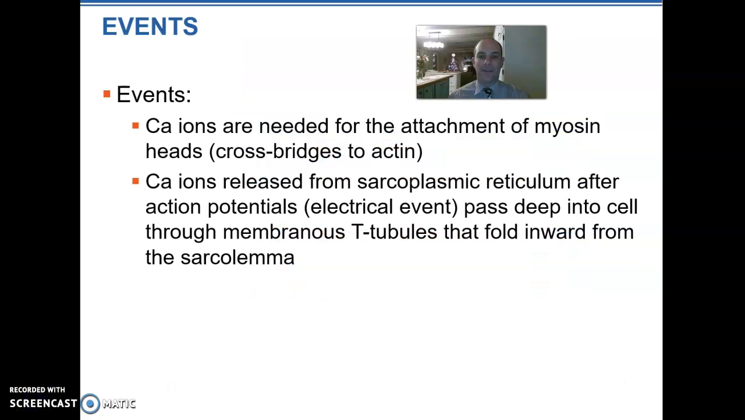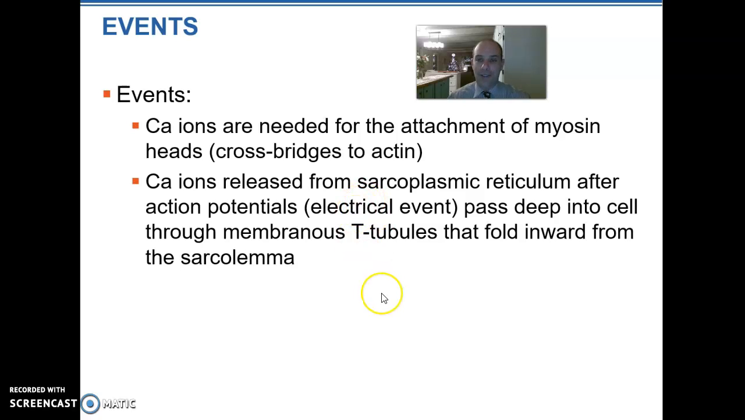So this slide is titled Events. What else is happening while the filaments are moving? Ca stands for calcium, so calcium ions are needed for the attachment of myosin heads, or the cross bridges, to actin. Calcium ions are released from what's called a sarcoplasmic reticulum after action potentials. Electrical events pass deep into the cell through a membrane. And it goes on to say T tubules will fold inward from the sarcolemma. You don't have to know that part, but you do have to know that calcium ions are needed for the attachment of myosin. And that calcium is an important ion in order for this to occur.